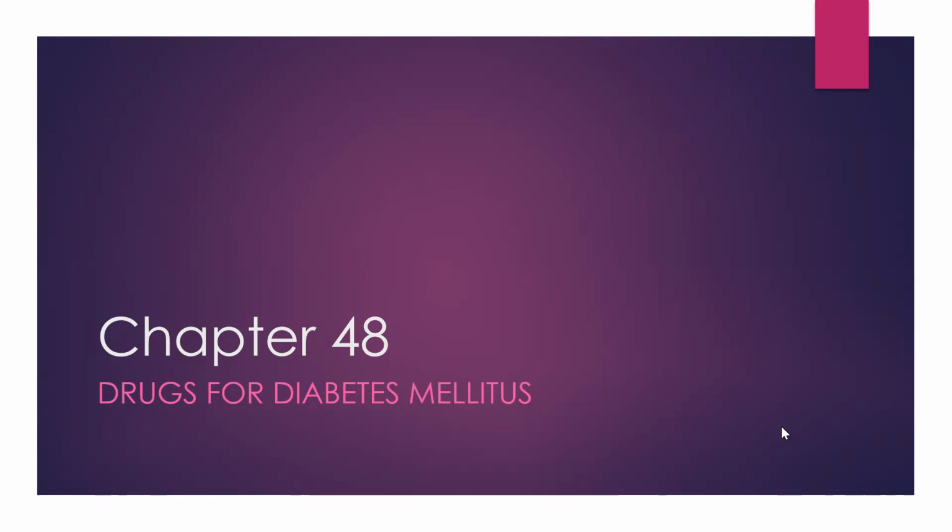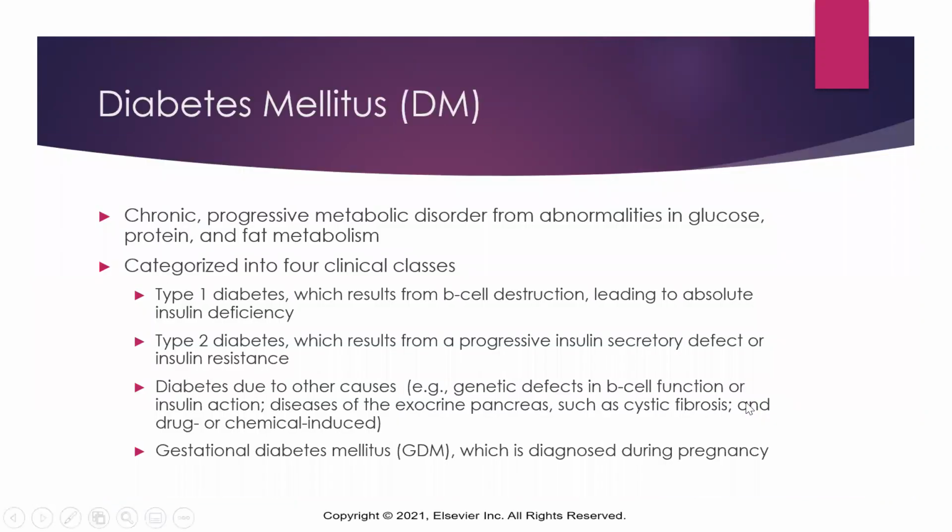So just a quick refresher as far as what diabetes is. We know it's chronic. It is going to be progressive. So these patients have abnormalities in glucose, protein, and how they metabolize fat. All of those 3 things are going to result in them going into a hyperglycemic state. So diabetes, we've got 4 different clinical classes that we divide them up into.